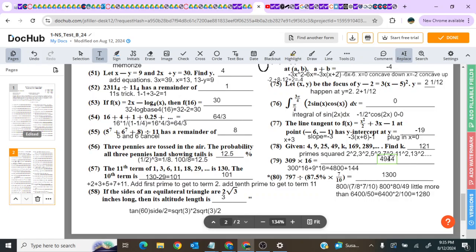797 divided by 87.5% times 7 over 10 is what? Well, you have your number, and you need to figure out what this is. Well, 87.5% is 7/8. Multiply that by 7/10, and you get 49 over 80. Now that you have your fraction, 49 over 80, first of all, that's pretty close to 50 over 80, or 5 over 8. Once you have that, you're dividing by it, so you flip it. So 800 times 8 over 5, 6,400 divided by 5, which is pretty close to 1,300.